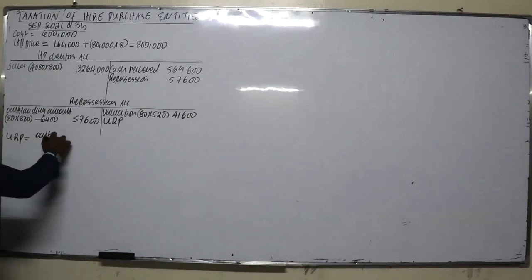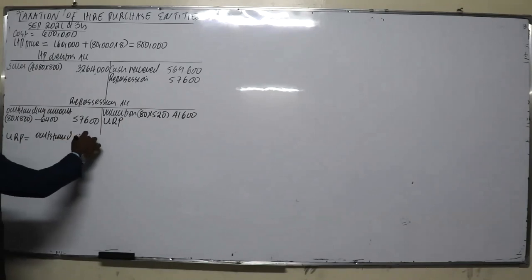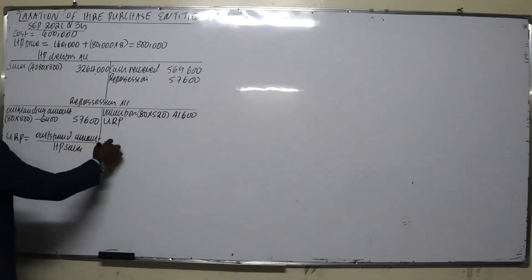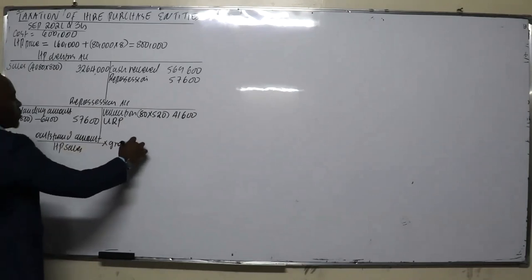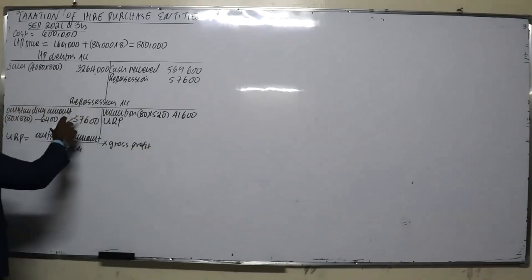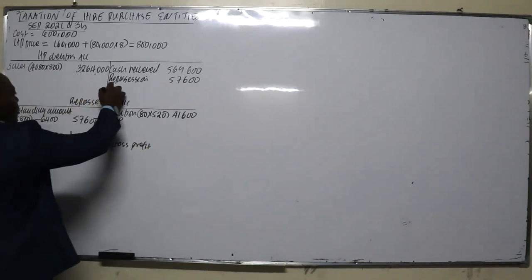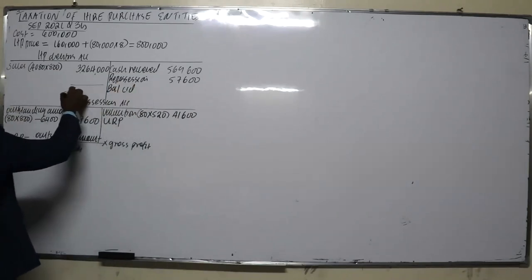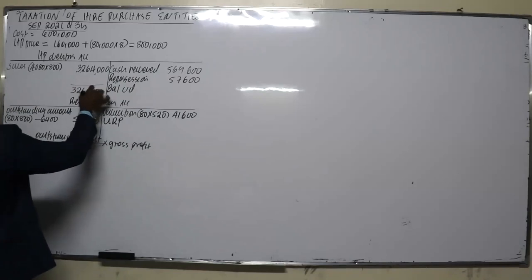And how do we get the unrealized profit? We take the outstanding amount or outstanding balance, divide by the hire purchase sales, and multiply by the gross profit. You see that we provide for both the outstanding debtors and on repossession. So first of all, let's get the data. Give me the balance carried down.